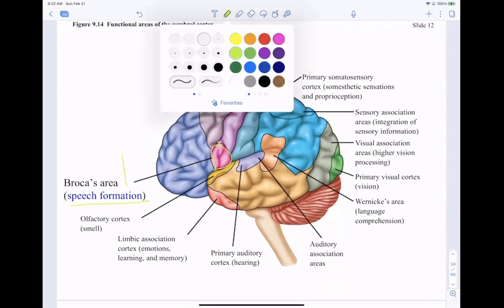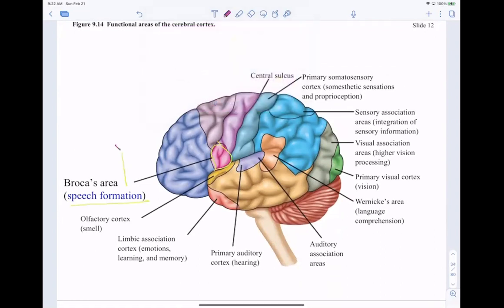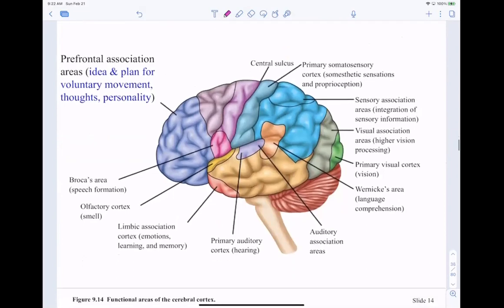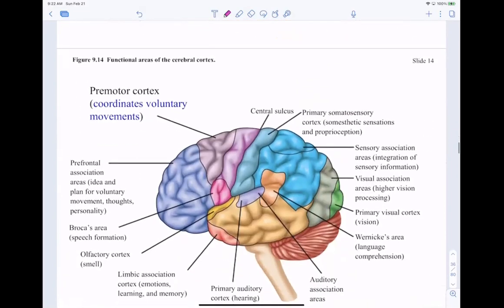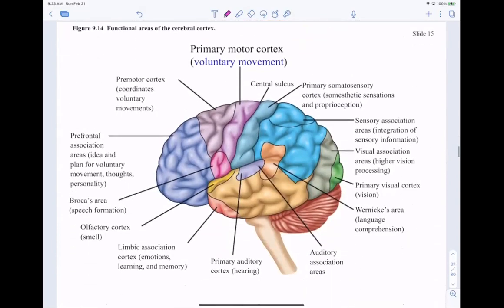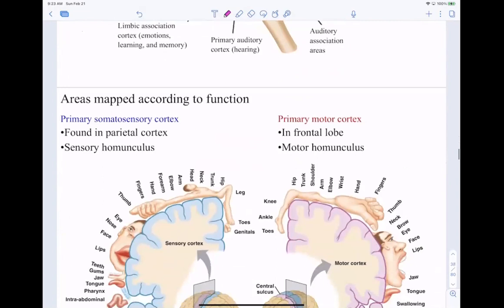Now, this is in the front, speech formation. And this, my friends, is all muscle. Muscles control your ability to speak. And again, muscles are motor, so they're going to be in the frontal lobe. So that's Broca's. Prefrontal cortex, we kind of went through that, right? Personality and so forth. Premotor cortex, voluntary movements, and primary motor cortex. So that's in the front.